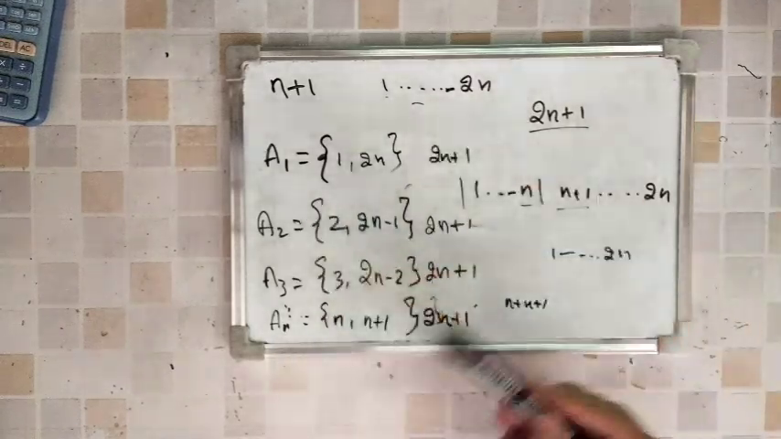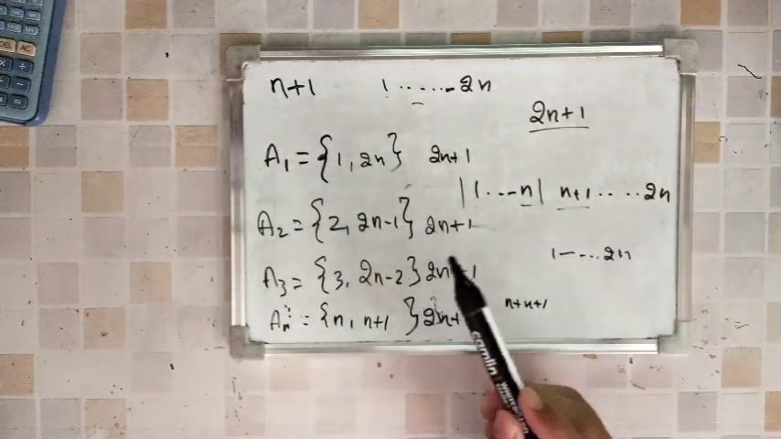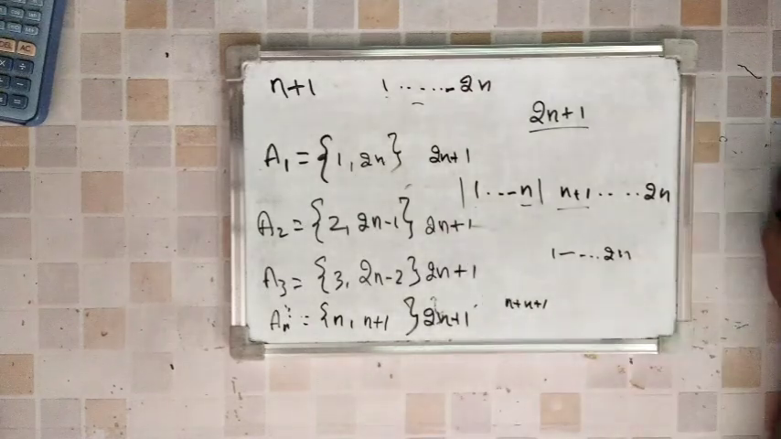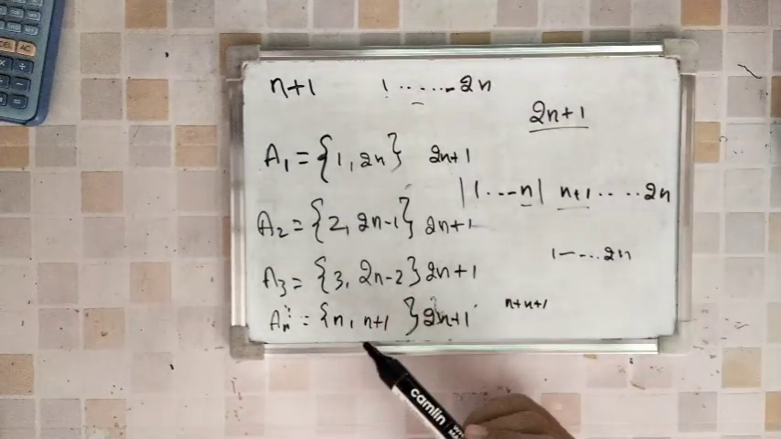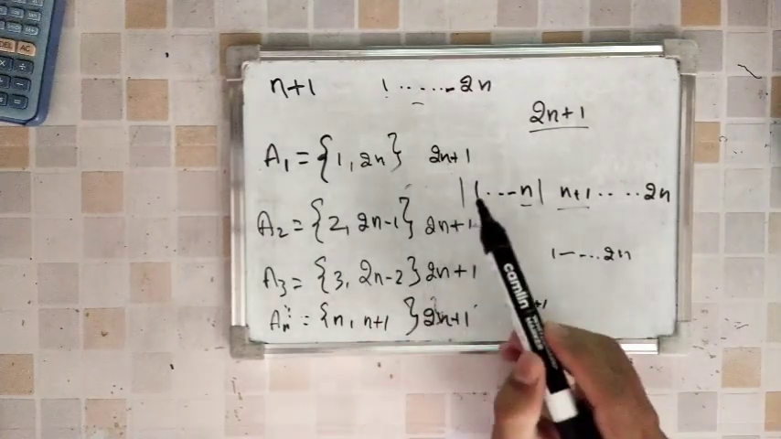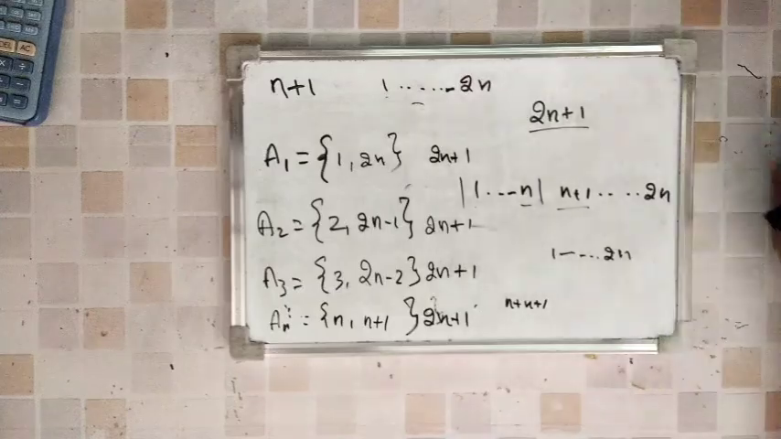I have taken at least one, as they have said in the question. So at least two numbers add up to 2n plus 1, at least one pair adds up to 2n plus 1. Like that you can prove and conclude.